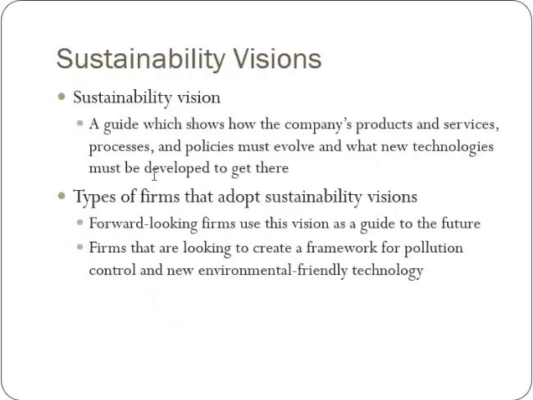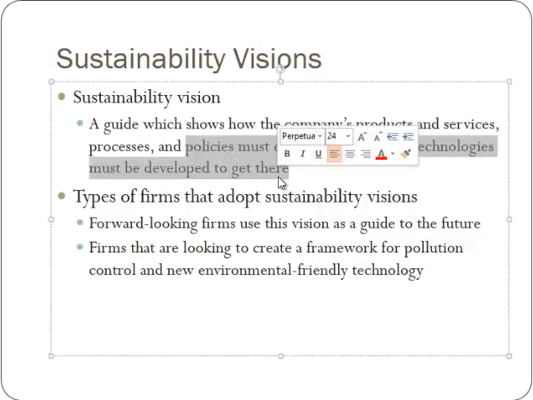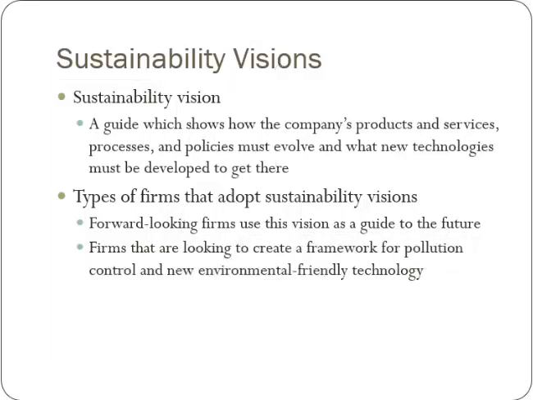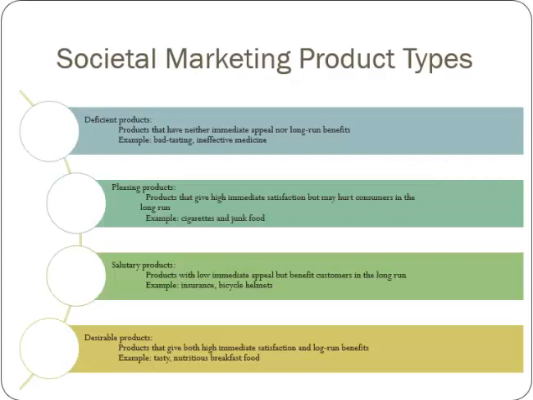Sustainability vision is a guide that shows how the company's products or services can change and evolve to new technologies. Forward-looking firms use this vision as a guide and to try to create a framework for pollution control and new environmentally friendly technology. There are many examples. Companies that use recycled goods, companies that try to make a product so that rather than having to replace the whole product, you can update it so that it's a lot cheaper and causes a lot less waste. These are some of the things that help with sustainability in general.